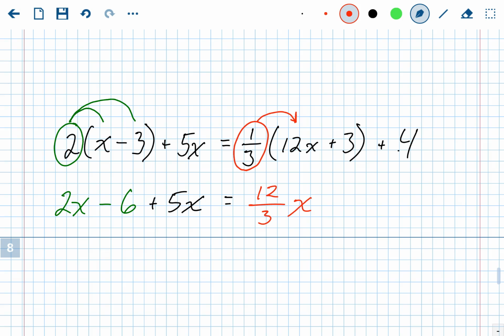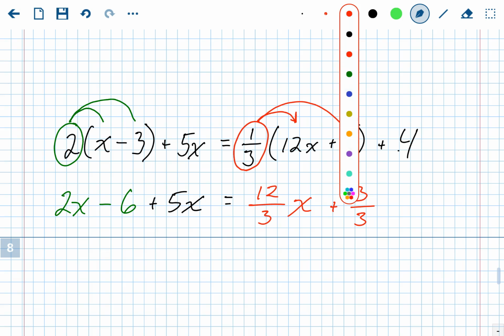The x. Same thing with the 3. You're going to do top times 3. 1 times 3 is 3, divided by 3. And again, that distribution only goes until the parenthesis ends. So the 4 does not get multiplied by 1/3.